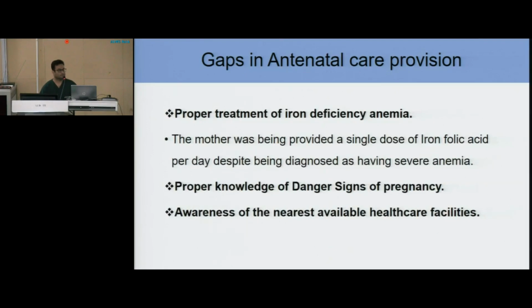These are the gaps we found during provisional antenatal care. Though it is not directly related with our case, this could have a very high potential of altering the outcome of both mother and the baby. This is the proper treatment of iron deficiency anemia. As we have seen that the mother was severe anemic, we could have managed the mother in a proper way. Proper knowledge of danger signs of pregnancy, in which pallor is one of the danger signs in antenatal, and awareness of the nearest available healthcare facility. Though it comes under our PSC field practice area, she visited District Hospital Haridwar, which is another district.